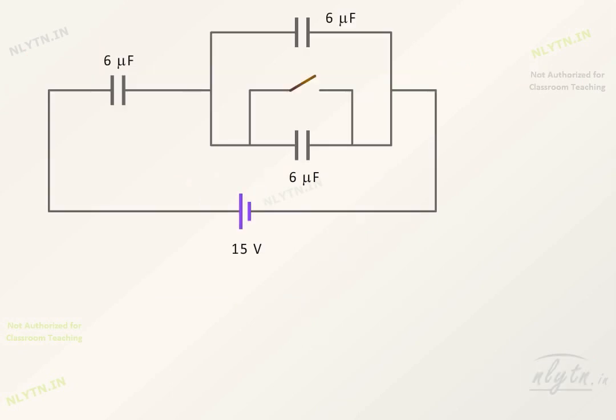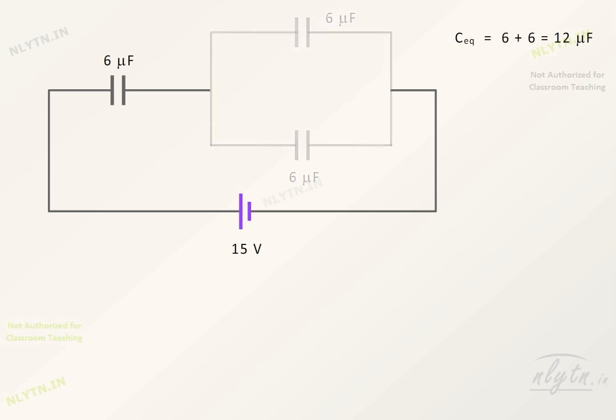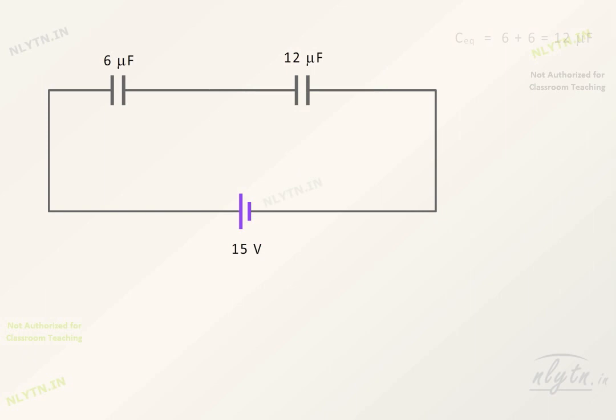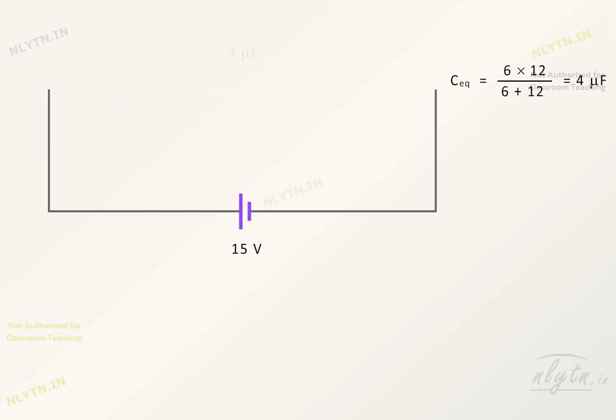When the switch is open, these capacitors are in parallel, and we can replace them with an equivalent capacitor. Now these capacitors are in series, and we can replace them with an equivalent capacitor. Now we can say that the charge on this equivalent capacitor will be equal to this term.